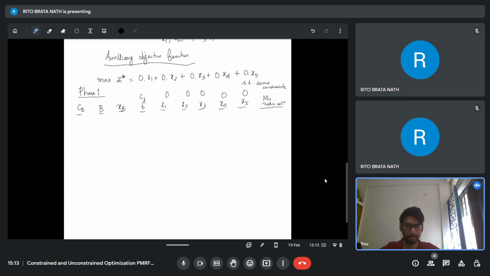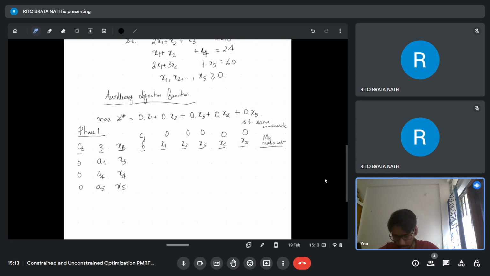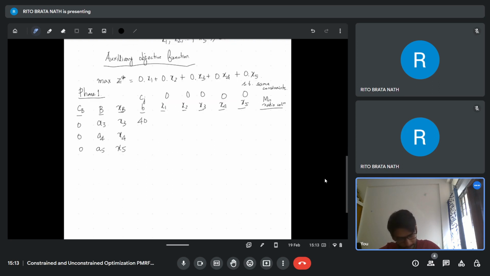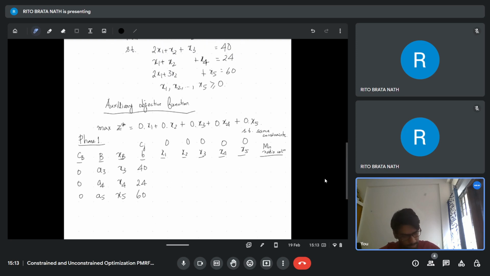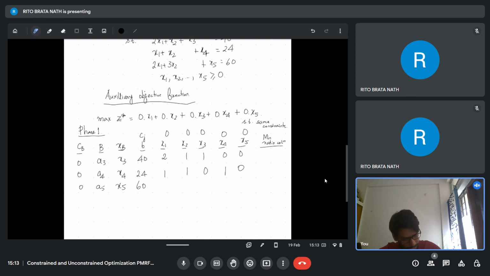So you need not have anything else in the basis, and the CB values are zeros anyway. So this is your A3, A4, A5. This is X3, X4, X5. The right hand sides of those equations are 40, 24, and 60. And your values are 2, 1, 1, 0, 0. Next one is 1, 1, 0, 1, 0. And the final one is 2, 3, 0, 0, 1.